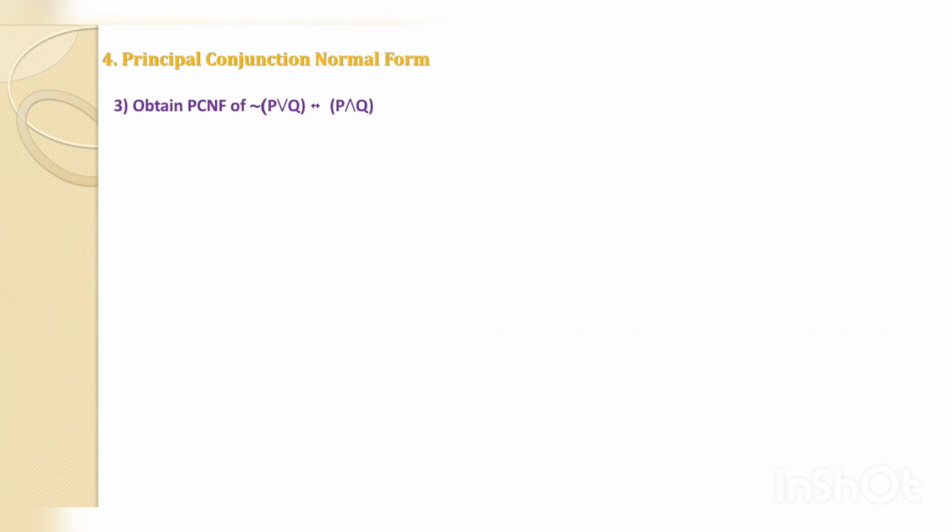Now third, to obtain the PCNF of not (P or Q) double implies (P and Q). For the double implies we have two formulas, one in the form of sum of product and one in the form of product of sum. Here we have to find the product of sum canonical form, that's why we'll use the formula P double implies Q is logically equivalent to (P implies Q) and (Q implies P).